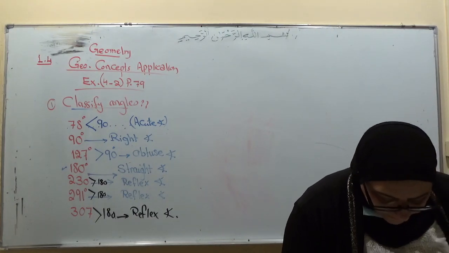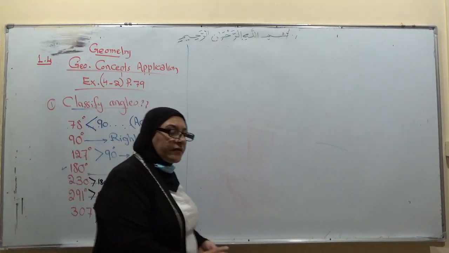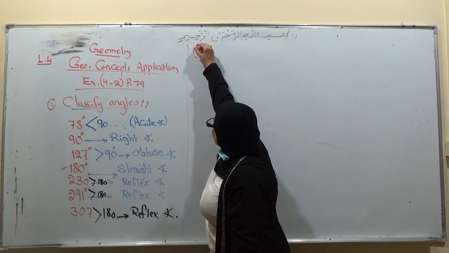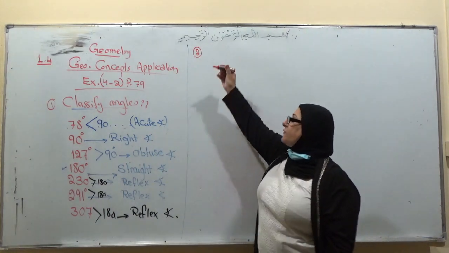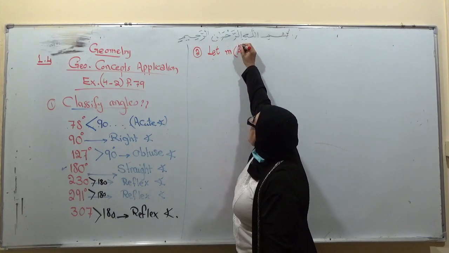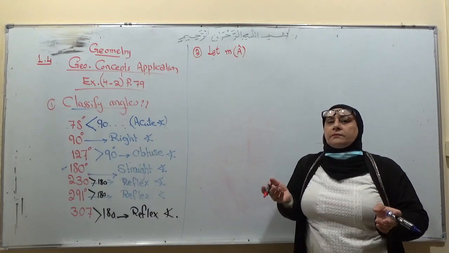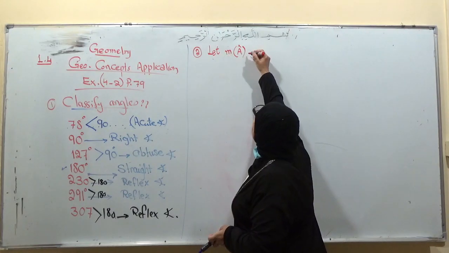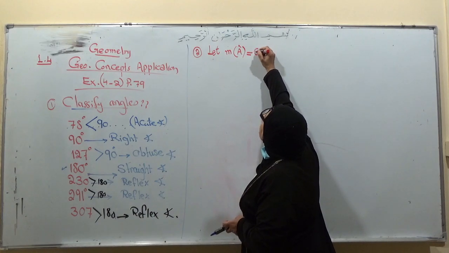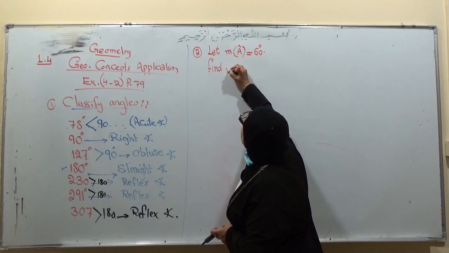Next, I want to see another problem or another question. It's question number 2. He is asking about, let the measure of an angle A, and he didn't give us any drawing. So let measure of angle A equal 60 degrees. The question is find the measure of angle A reflex.